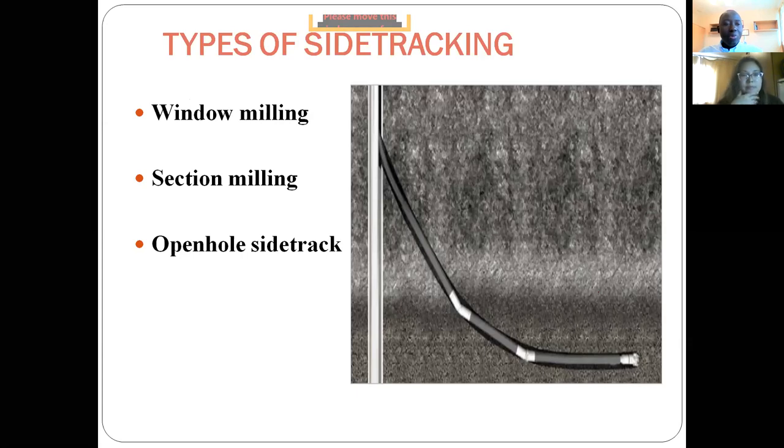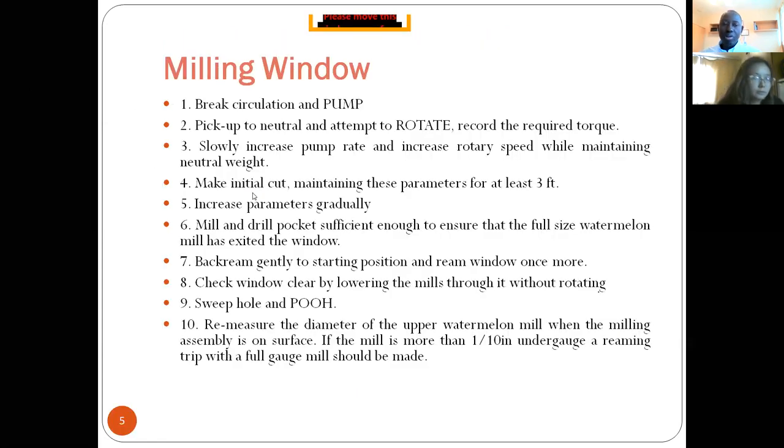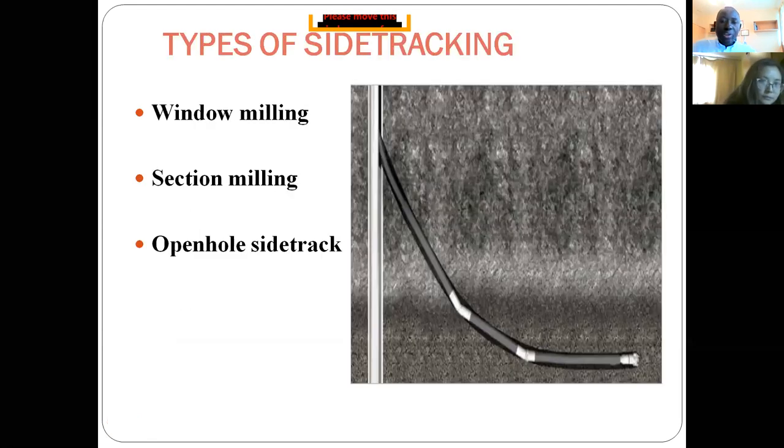Okay, now when we talk of window milling, what is a window milling operation? A window milling operation basically means, in a well that has been cased and cemented, we need to drill a sidetrack. So in this kind of operation, we need to cut a window in the well.